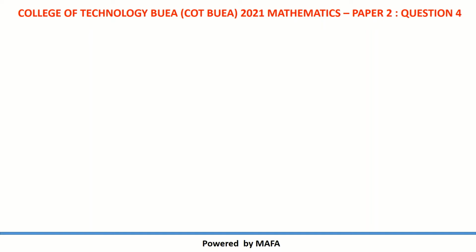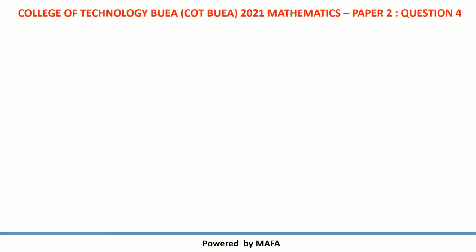So as you can see, in this video, we are going to be looking at the entrance examination into the College of Technology BUEA 2021, Mathematics paper 2, question number 4. So I'm just going to display the question. We read the question together and then I guide you through with the various hints and the solutions to get the solution to the problem.